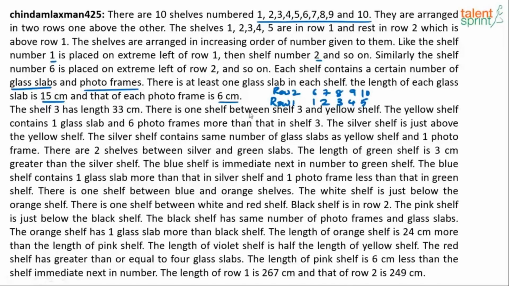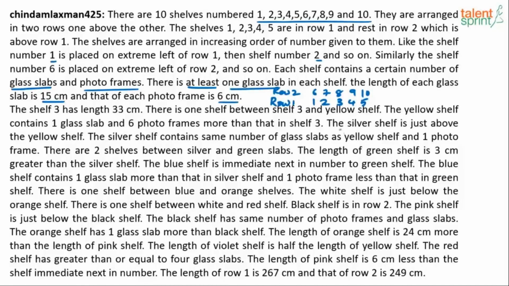So basically, each shelf here has got some number of glass slabs and some number of photo frames. Each glass slab is 15 centimeter long and each photo frame is 6 centimeter long. And there should be at least one glass slab in each shelf according to the data given. Okay. And I think now clues are given to us. The shelf 3 has length 33 centimeter. There is one shelf between shelf 3 and yellow shelf.